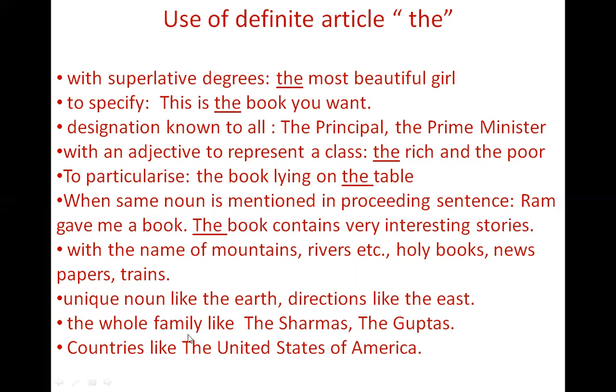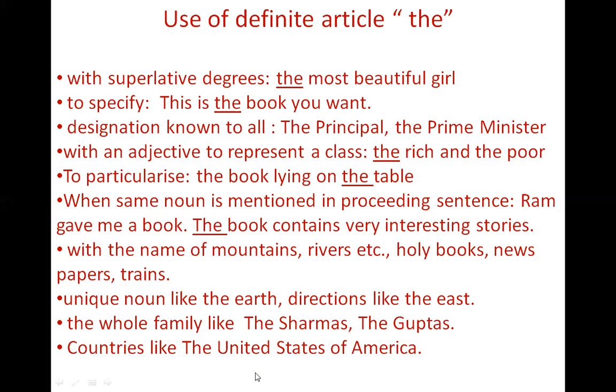Then for the whole family's life. We know that we all use a surname with our names. For example, Rohini Sharma. When we say Rohini Sharma, the name of the girl is Rohini and Sharma is the surname. But when I say the Sharmas, means I am talking about the particular people belonging to that particular caste or creed. The Sharmas, the Guptas, like this we can use for a whole community of some area.